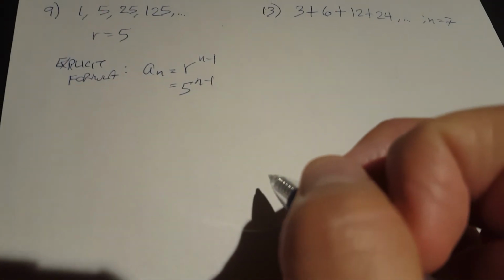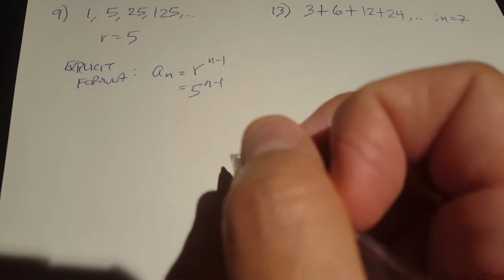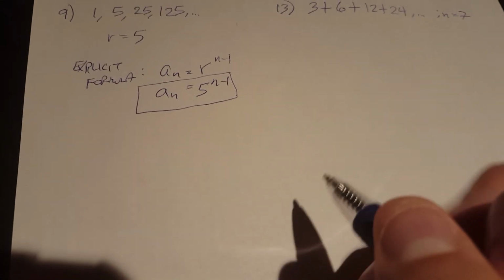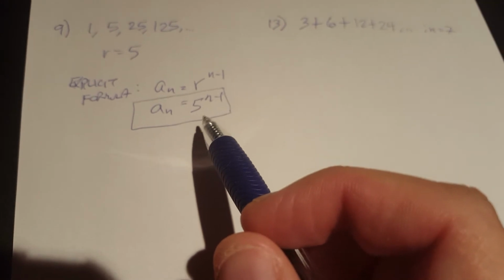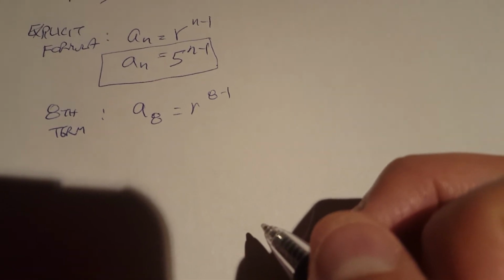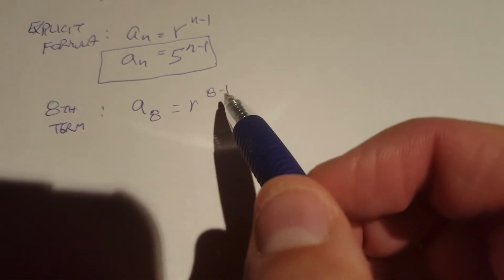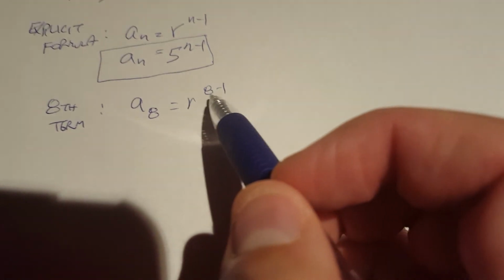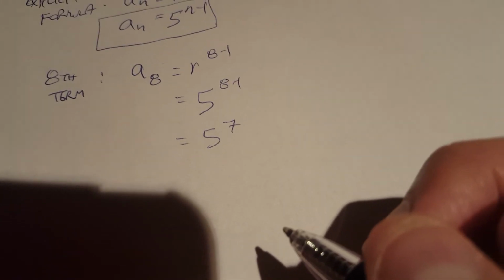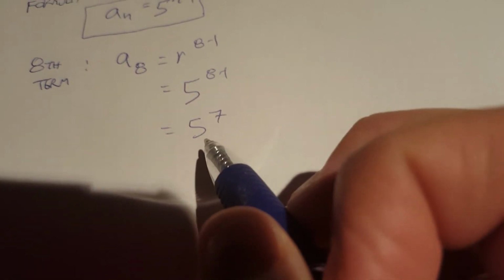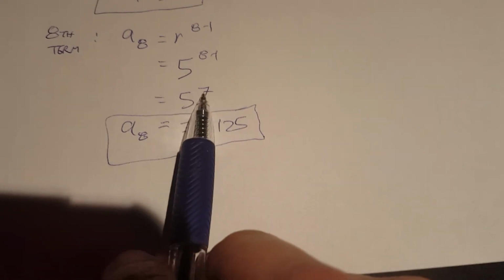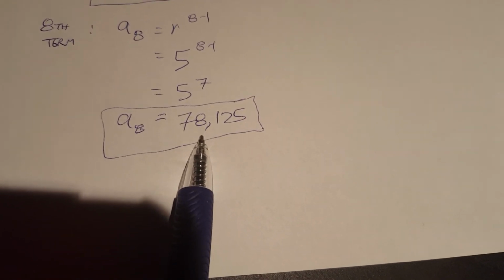That's your explicit formula. And we also want to find the 8th term. So if you want to find the 8th term, that means you're just going to plug in 8 for n. So our explicit right here is going to be a sub n equals 5 to the n minus 1. If we want the 8th term, we're just going to plug 8 in for n. So we're going to have a sub 8 equal to 5 raised to the 8 minus 1. So this is going to give us 5 to the 7th power, which is 78,125.